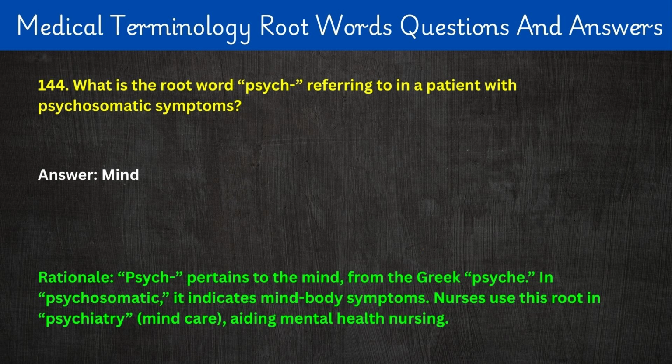144. What is the root word psych- referring to in a patient with psychosomatic symptoms? Answer: mind. Rationale: Psych- pertains to the mind, from the Greek psyche. In psychosomatic, it indicates mind-body symptoms. Nurses use this root in psychiatry, mind care, aiding mental health nursing.